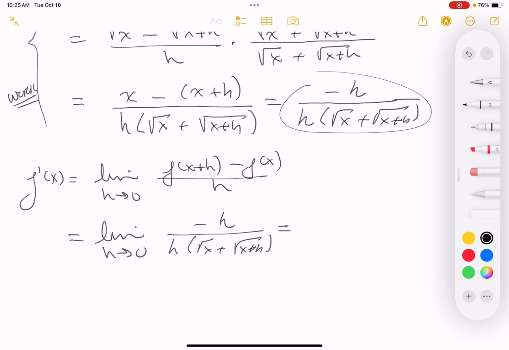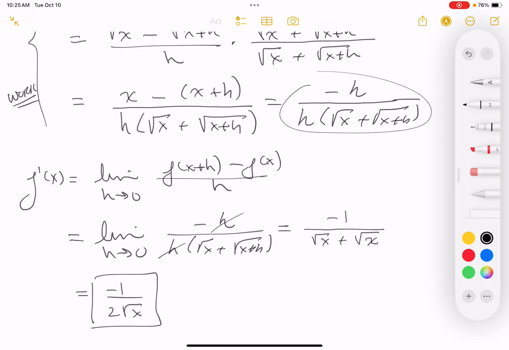What's nice about this, h is not 0. You're just getting close to it. This disappears. And you're left off with a pretty simple limit. And what's that going to be? Minus 1 on top. And you get root x plus the root of x. What does this give you? Minus 1 over 2 root x's. All right? So that one's done. Let's go to the next one.